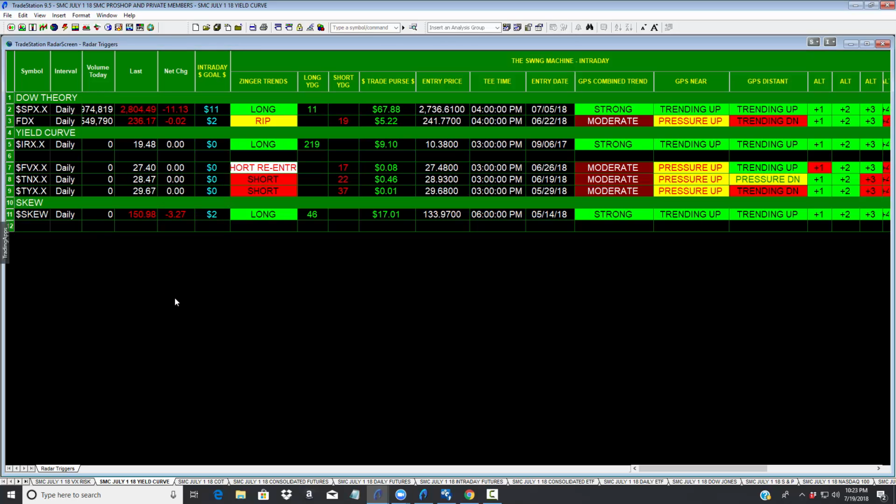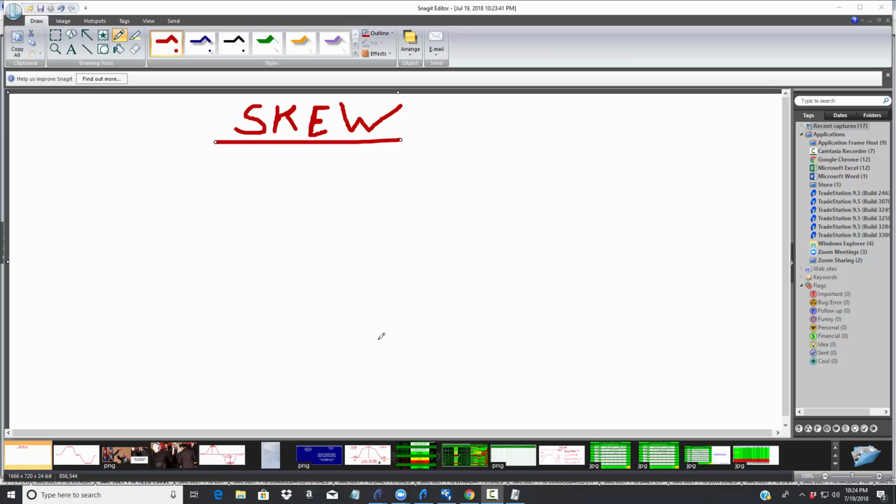Now, when you have an exceptionally low VIX and the market's at its highs, and you have an exceptionally high skew, you have a big problem. So let me explain what that is. What I want to explain to you is skew.